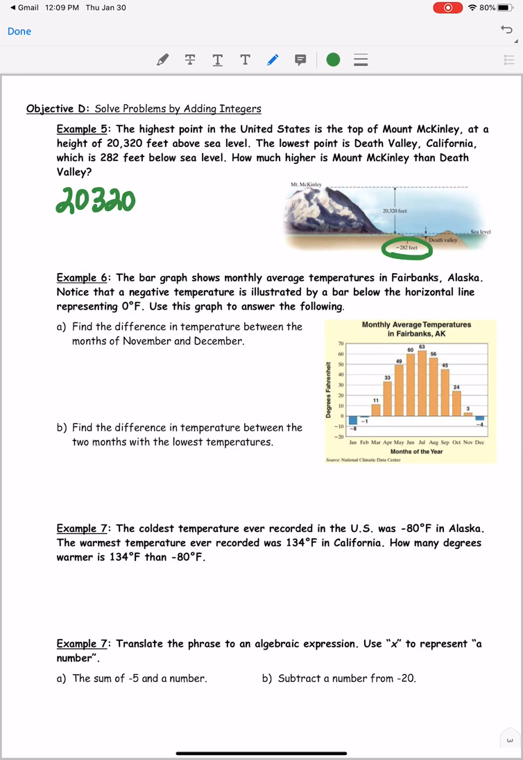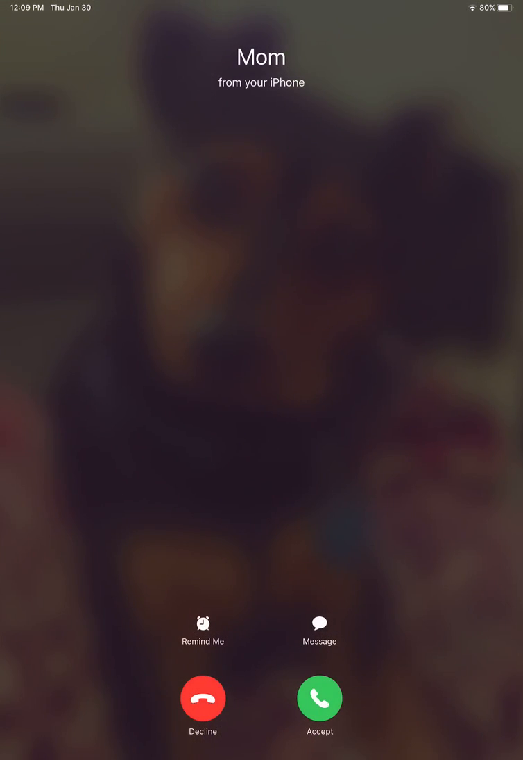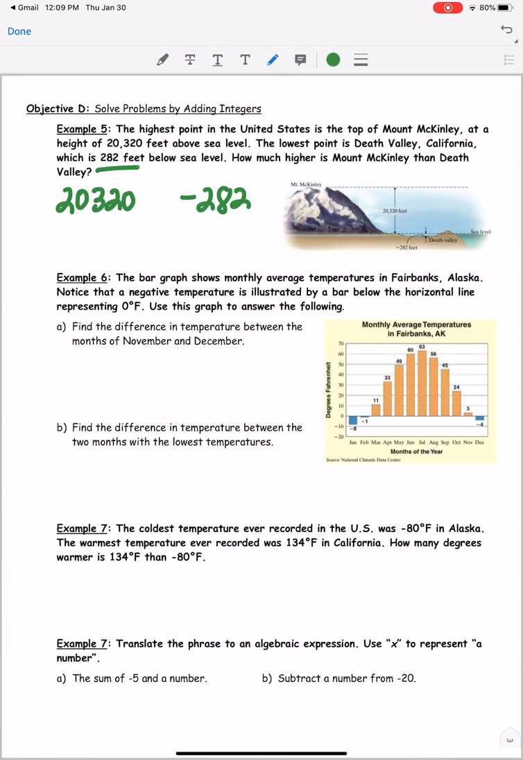Death Valley is a negative 282, because it's that many feet below, it's a negative, and it shows it right here in this diagram. And so the question becomes, do you add these two together or do you subtract? Because these are going in opposite directions, you've got one going up, one going down, we subtract these two.